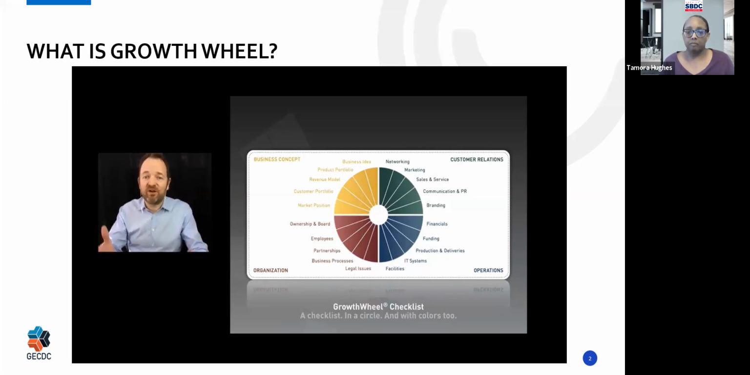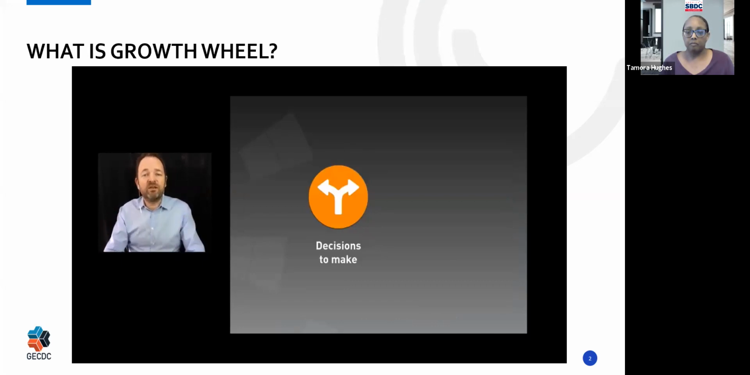This is really nothing but a checklist in a circle with colors on it. It helps us to talk about how we can grow the business. With the checklist, we work on figuring out what decisions we need to make to grow the company, and what the alternative ways we can go are. Sometimes you need to make these decisions before you can take the next step.